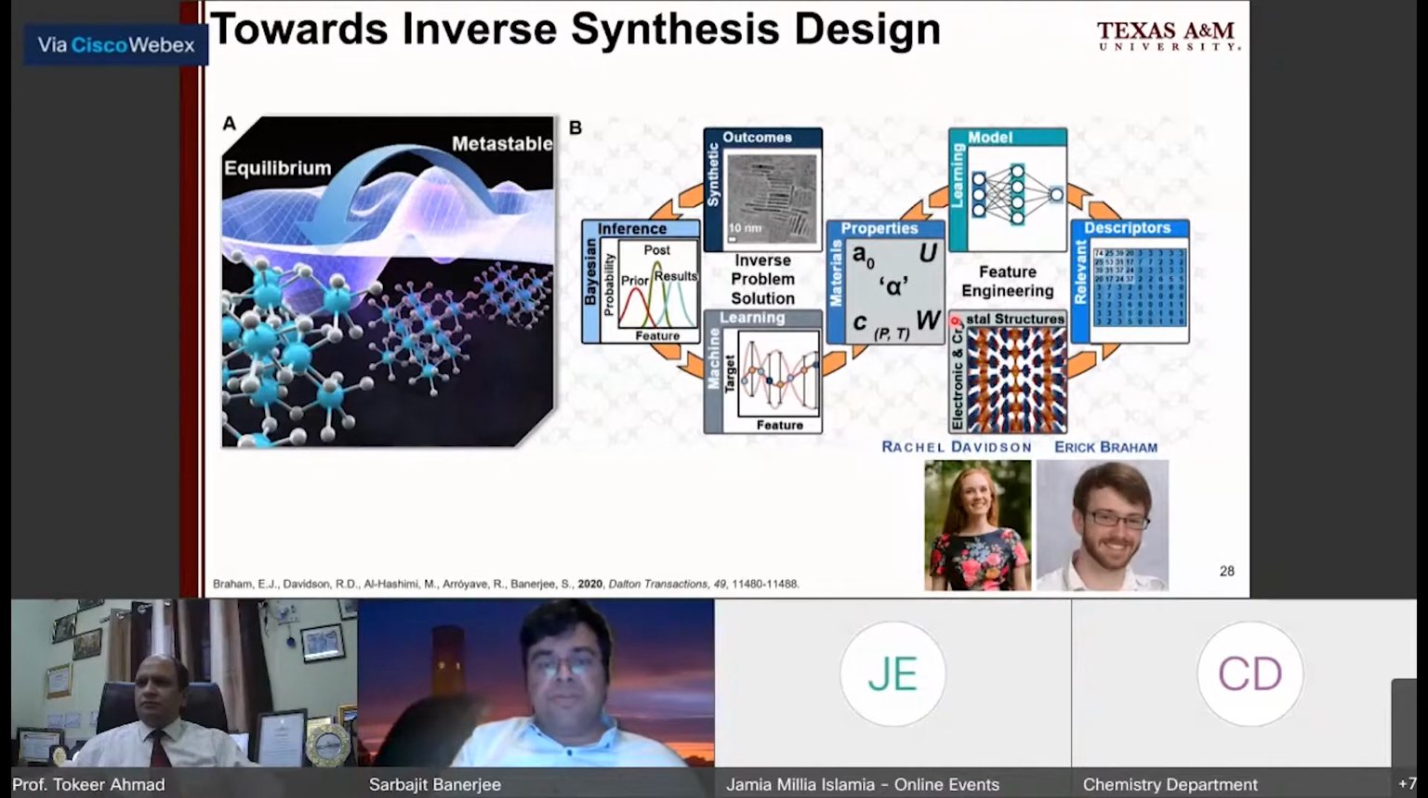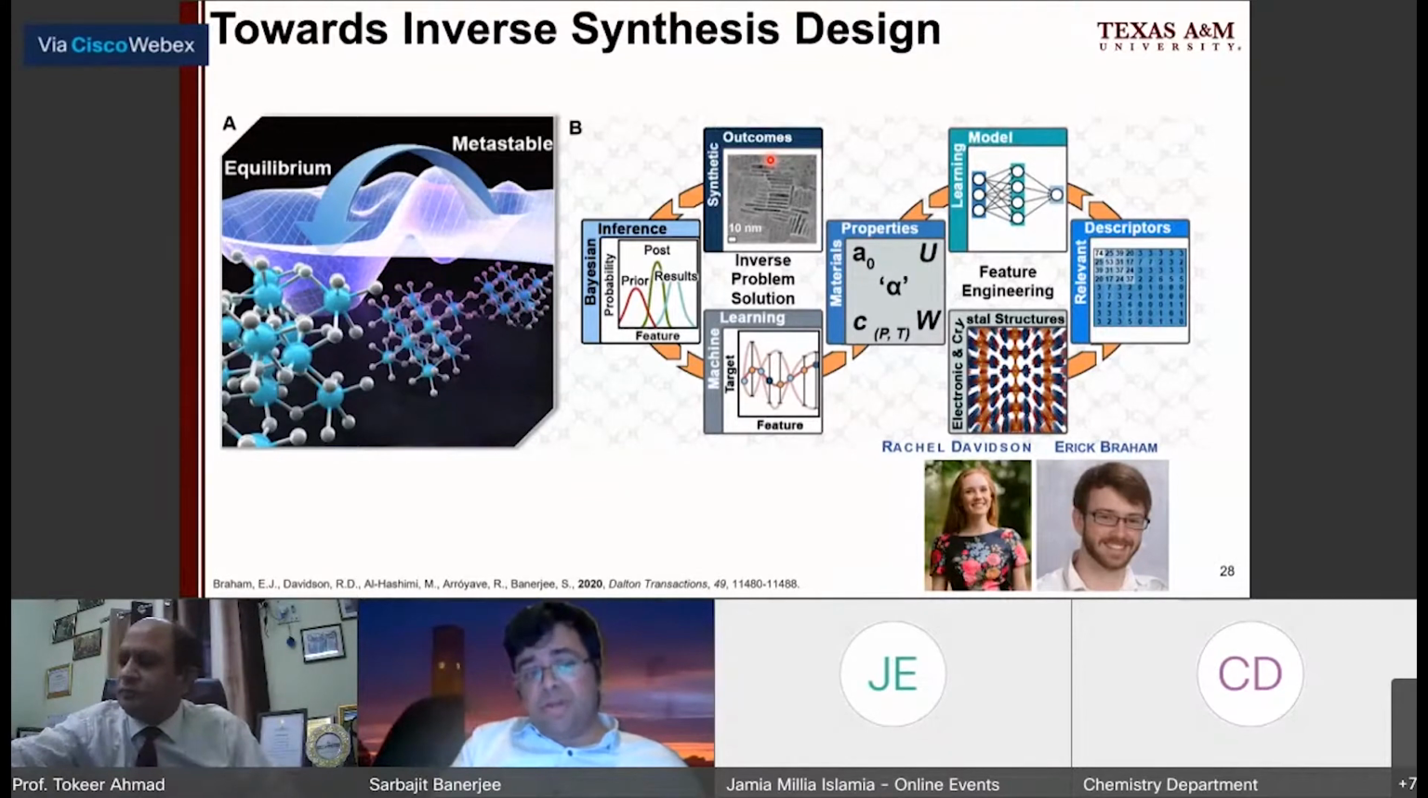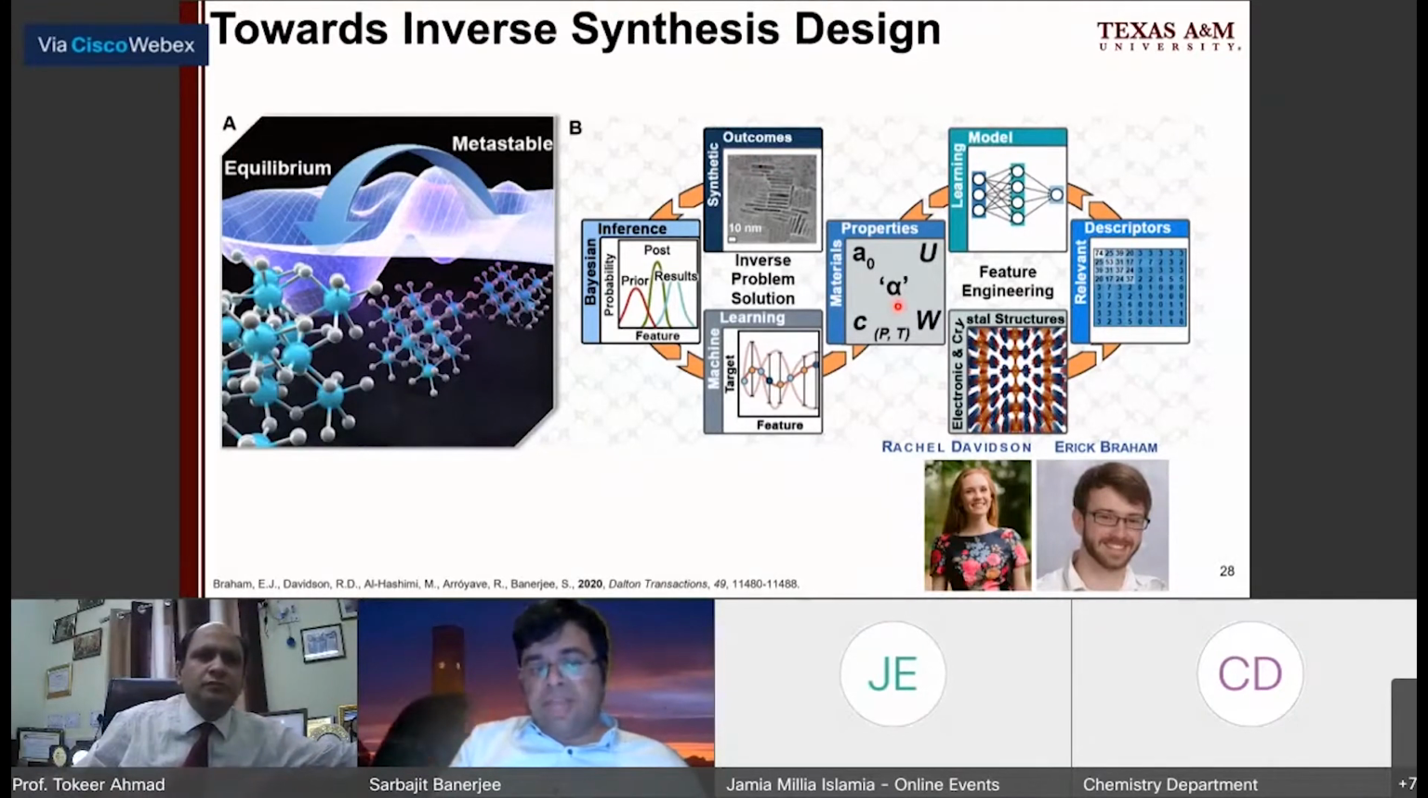And then from working from there, can you do this idea of inverse problem solution, right? Can you predict synthetic outcomes? Can you even derive a synthetic recipe based on this model that will get you to the target that you're looking to get to, right? And again, all of this is impossible to do just by human experimentation alone, just given the vast amount of space that you need to sample. And so I think we're going to have to very quickly move into this paradigm as a means of sampling these areas. So this is again work of Rachel Davidson and Eric Brand.